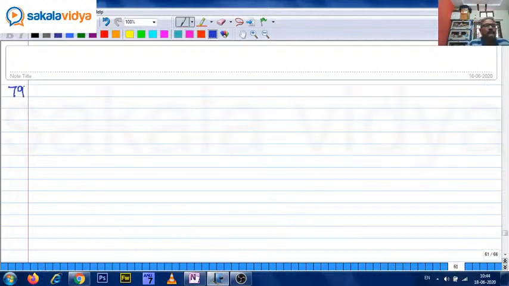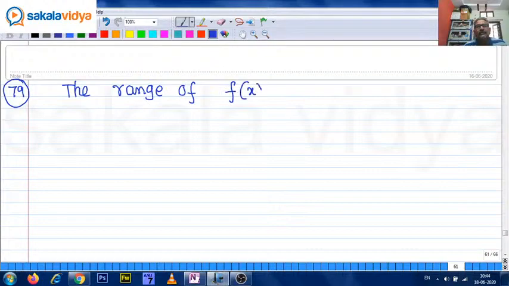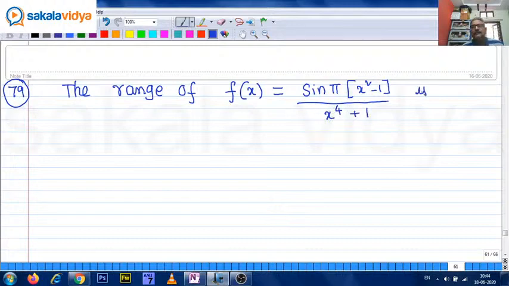Question 79. The range of f of x equals to sine of pi times the integral part of x square minus 1 upon x to the power of 4 plus 1 is, in brackets, this is greatest integer function.